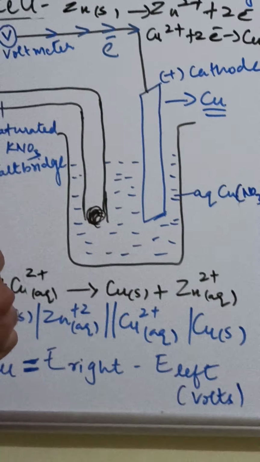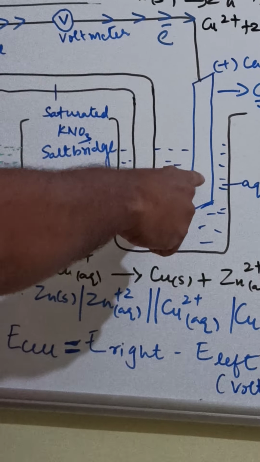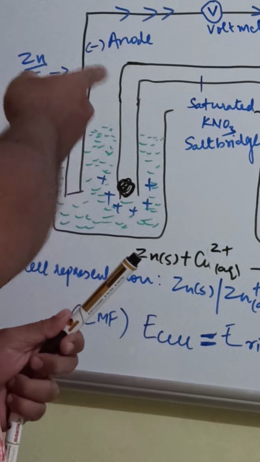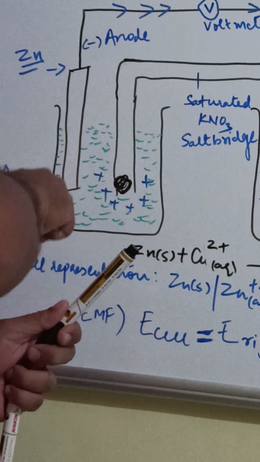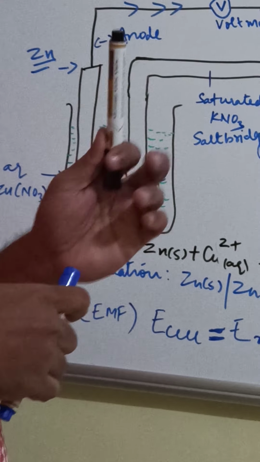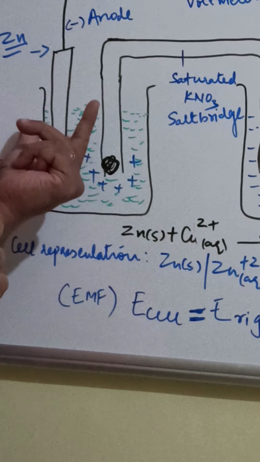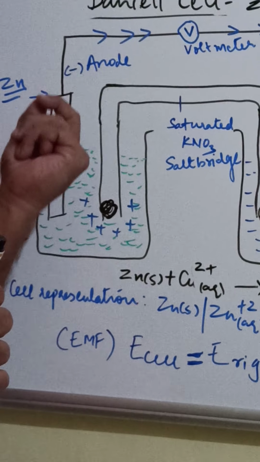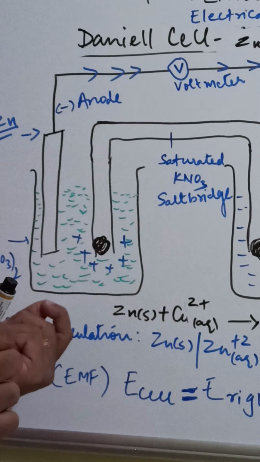So here the mass of the copper electrode will increase, while here zinc is getting dissolved, zinc is getting oxidized, so the mass of the zinc electrode will decrease. Again I repeat, the mass of the zinc electrode here will decrease because it is getting oxidized, it is getting dissolved.